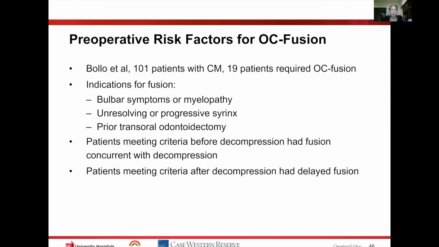So that was kind of how we first developed this hiccup case. It was a sort of weird one. But we do have a subset of patients whose syrinx actually gets worse after decompression, and those are the ones that we consider. Or if they had any sort of prior transoral odontoidectomy.